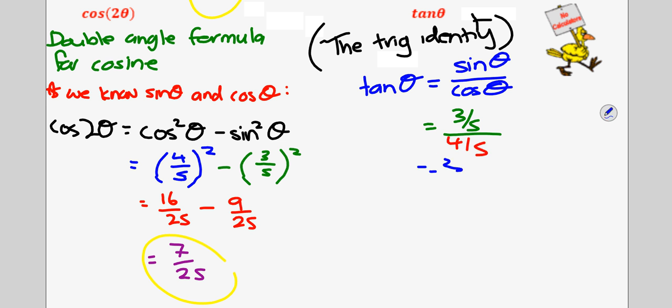Some people just like to go 3/5 times 5 over 4. Or some people like to write it like that to start with, and then do that step that Sarah said.